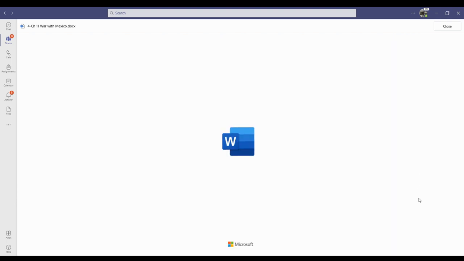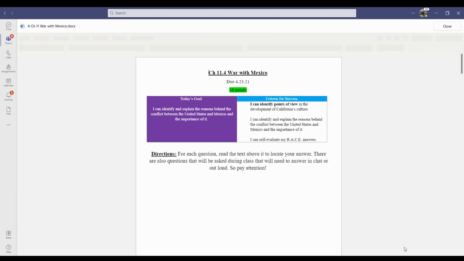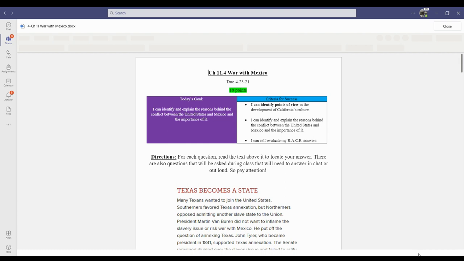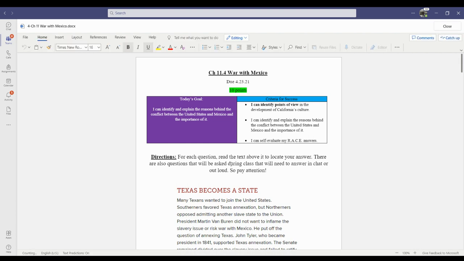Okay, so for the beginning, as always, make sure you're reading today's goals and you're looking at your criteria for success. And it says directions for each question. Read the text above to locate your answer. There are also questions that will be asked during class, so you need to pay attention in chat or out loud.